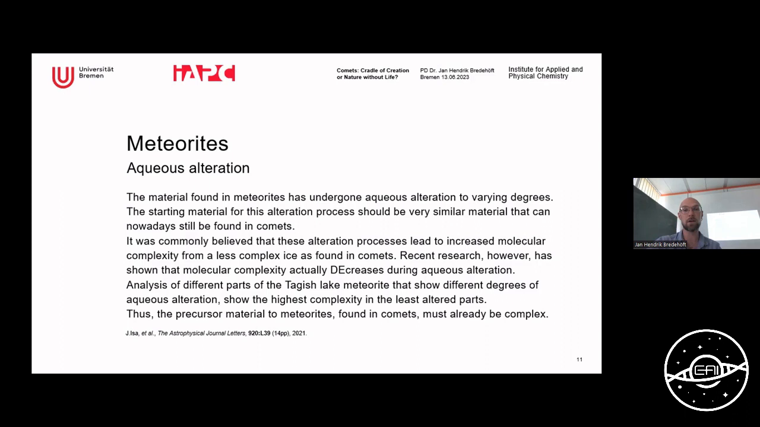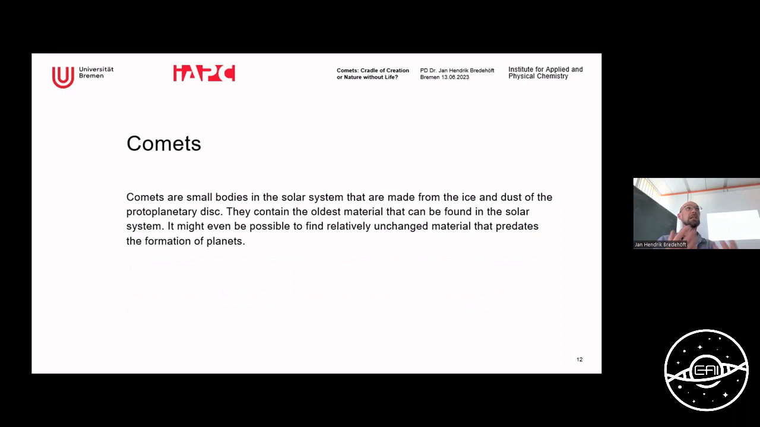And the stuff that is usually believed to be the best proxy for this starting material for meteorite parent bodies are actually comets. Comets are very small bodies in the solar system that are made from the ice and dust of the protoplanetary disk. They contain the oldest material that can be found in the solar system. And it might even be possible to find relatively unchanged material that predates the formation of planets.